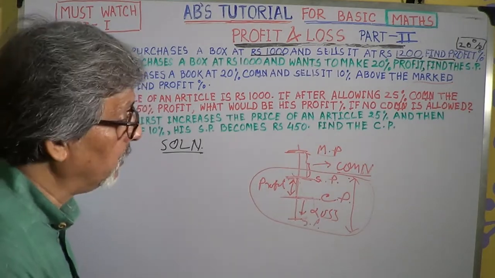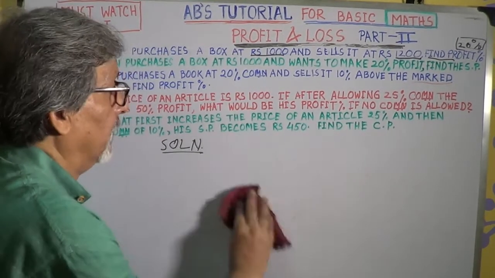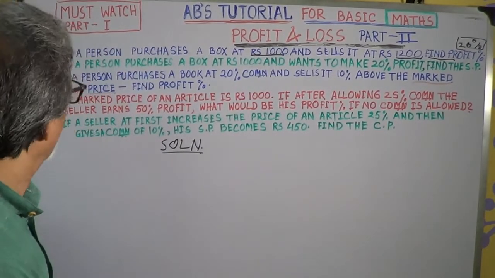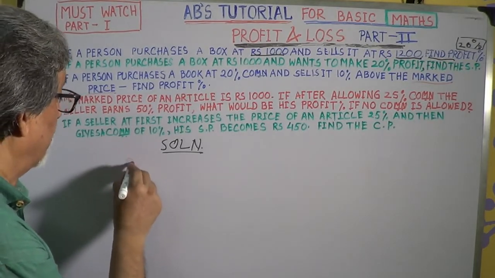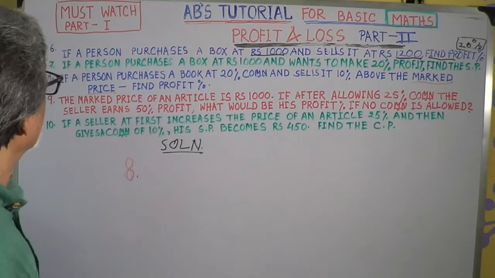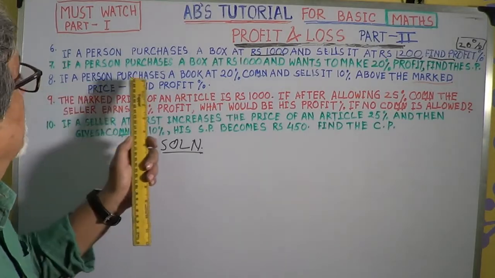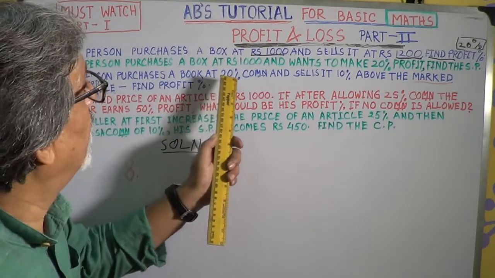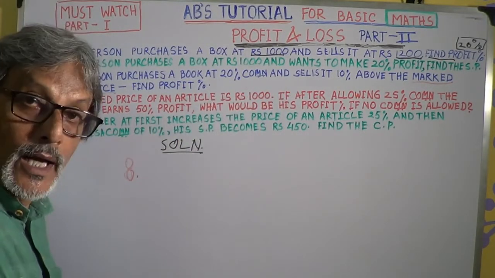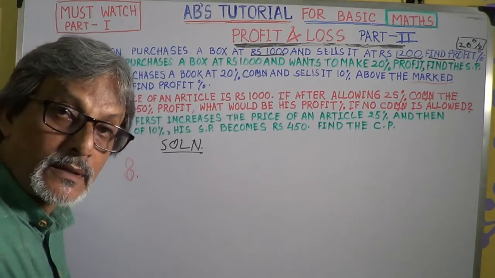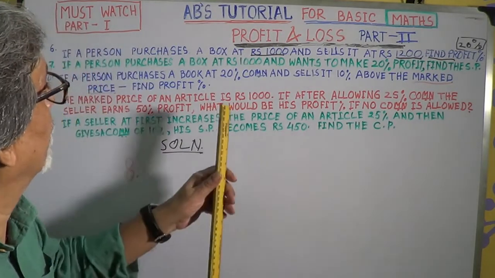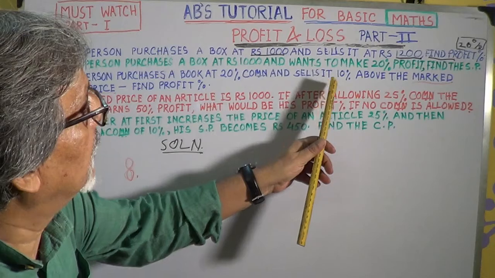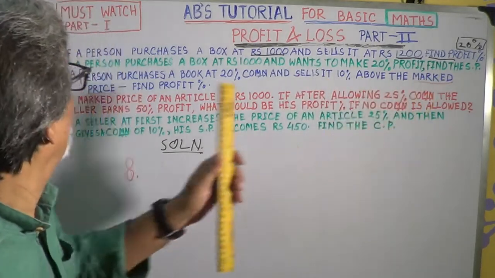So let us work out problem number 8. A person purchases a book at 20% commission. At 20% commission he is purchasing this book. Clear? And sells it 10% above the marked price.